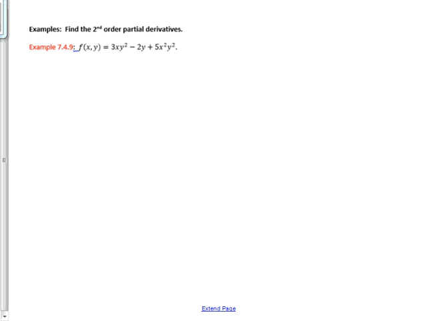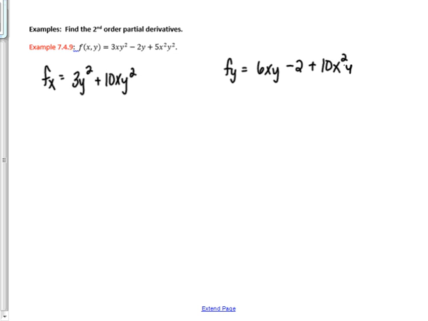Now, second partial order derivatives, we have 4 of them. Okay, so I usually tell people to kind of approach it like this. First, do the first partials with respect to x and with respect to y. So if I took the first derivative with respect to x, I get 3y squared, that middle goes away, plus 10xy squared. And if I took it with respect to y, I get 6xy minus 2 plus 10x squared y. Okay, so that's going to be the first thing you do. Find your first partial with x and first partial with y.